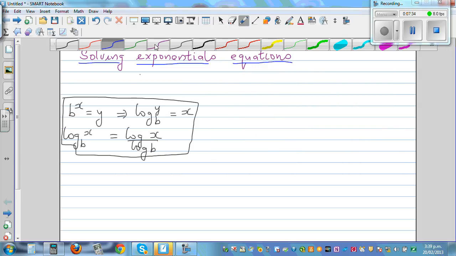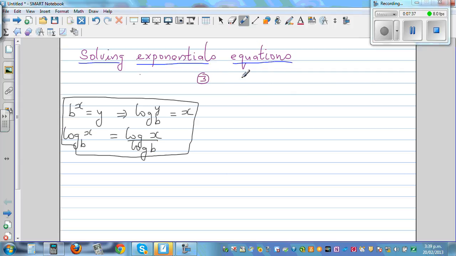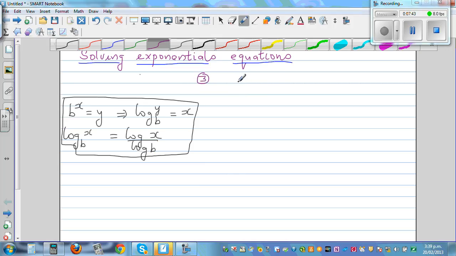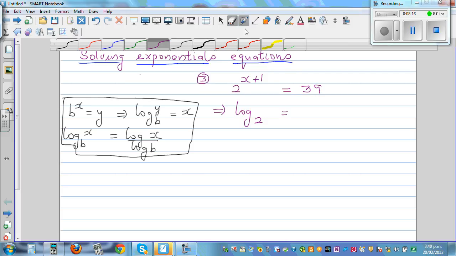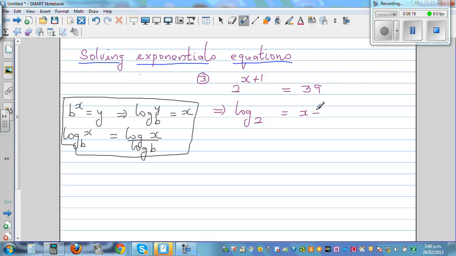Okay, so the next equation is, let me increase the difficulty level. So 2 raised to x plus 1 is equal to 39. So again, the same rule. This is the exponent form, the base is 2, so this implies writing this in the log form, log base 2 of 39. Okay, this is a bit tricky.